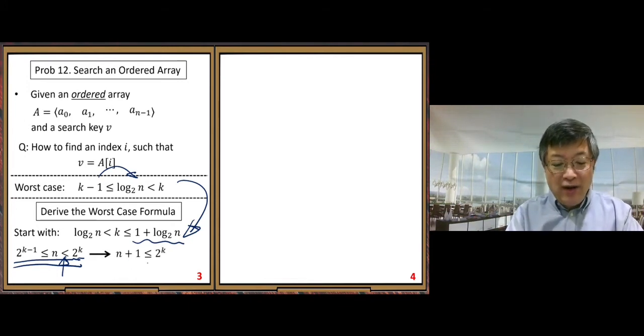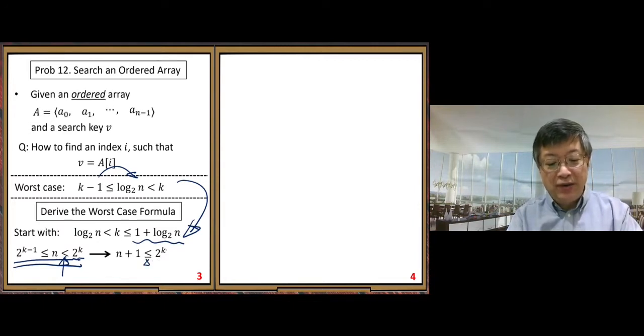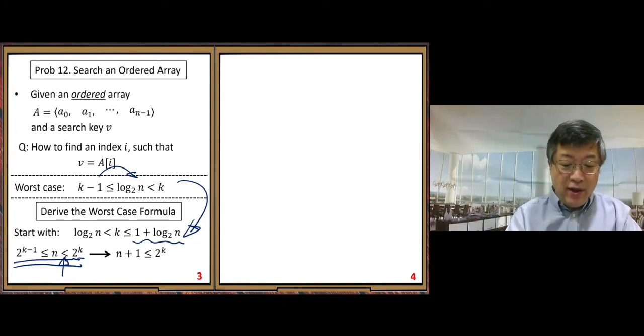N plus 1 is less than or equal to 2 to the k, because n is an integer strictly less than another integer, 2 to the k. If an integer is strictly less than another integer, then n plus 1 should be less than or equal to that integer, right? So in that way, we improve a little bit.